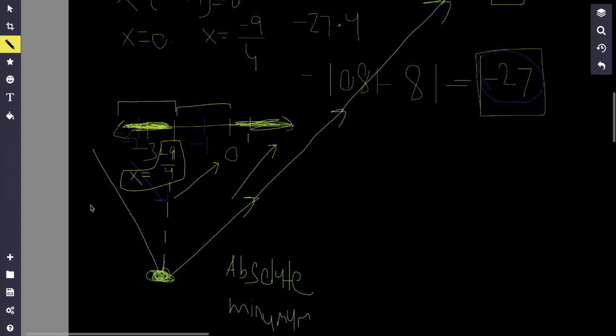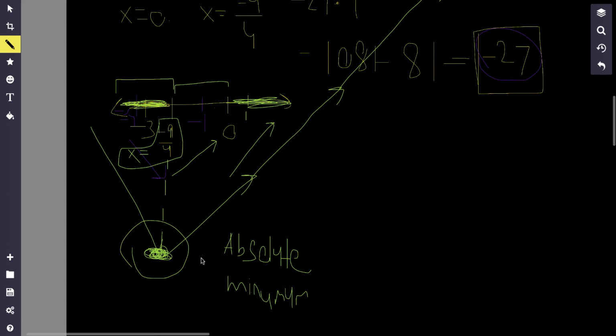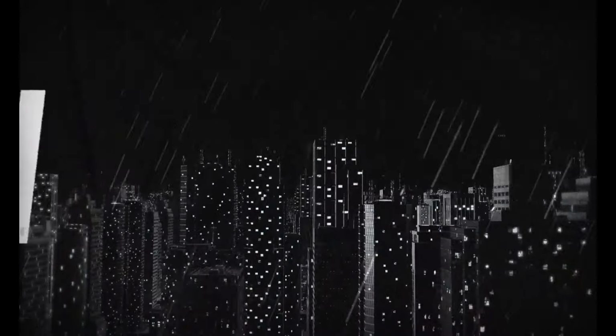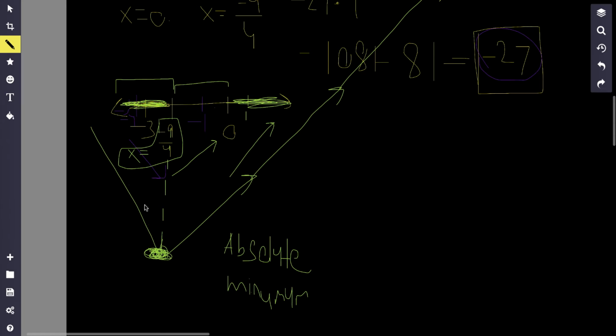This is an absolute minimum point because is there any other minimum point in this graph? No, this is the only minimum point we see in the graph, meaning this has to be the lowest point in the graph, right? It has to be the lowest of the low, because there are no other low points.